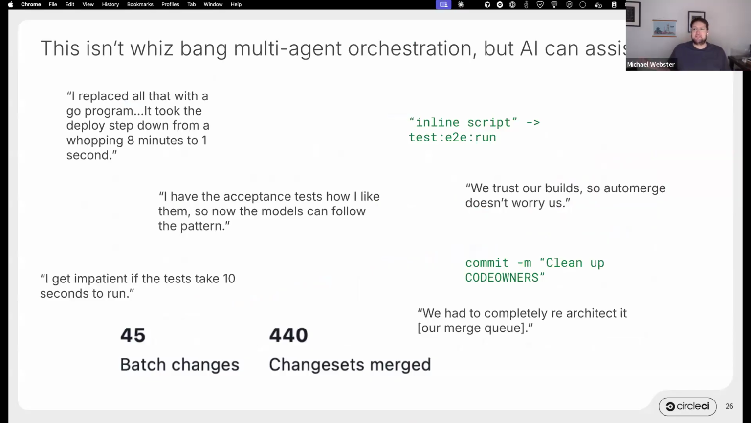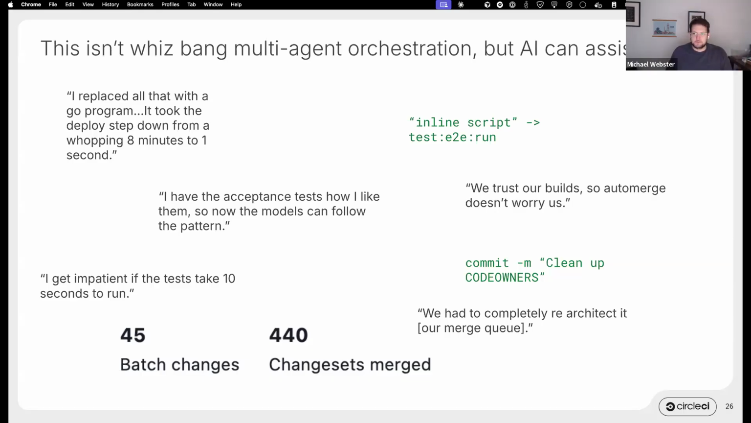I want to be clear, a lot of this stuff isn't fancy, right? These are some quotes from internally from CircleCI, from some interviews that large companies have done. We're not talking about multi-agent orchestration tools or trying to figure out the latest prompting strategies. A lot of this stuff is basic, right? Replacing a slow script with a faster script. Internally on one project, we saw it take a key deployment step down from 8 minutes to a second, right?